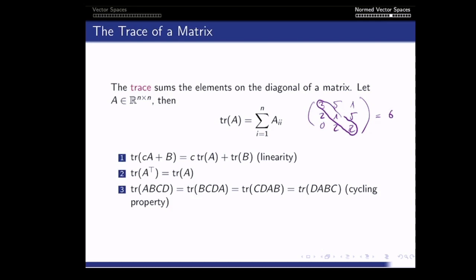Yeah, what we look at here now is some rules to compute with the trace. So for example, it's linear.